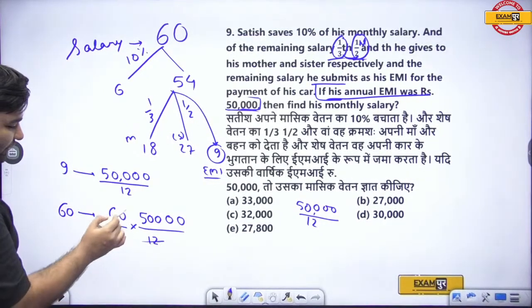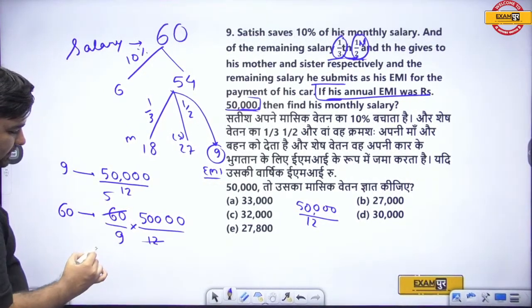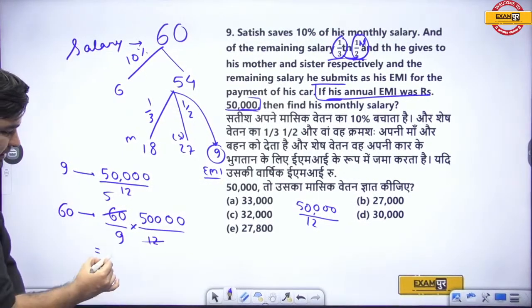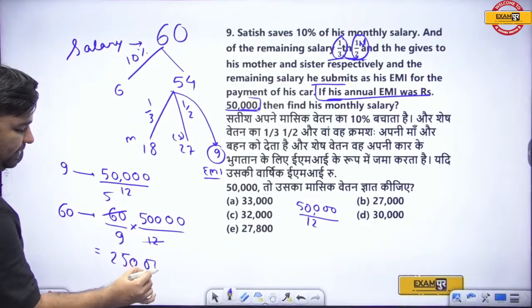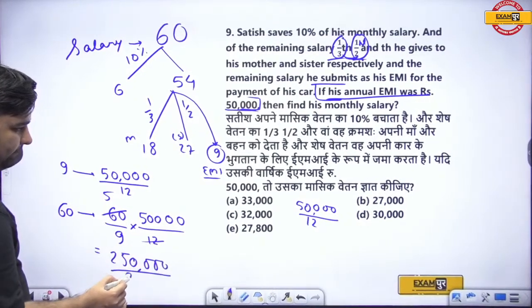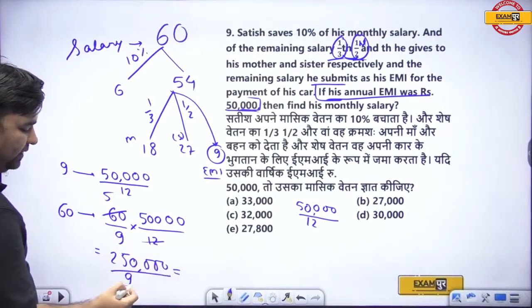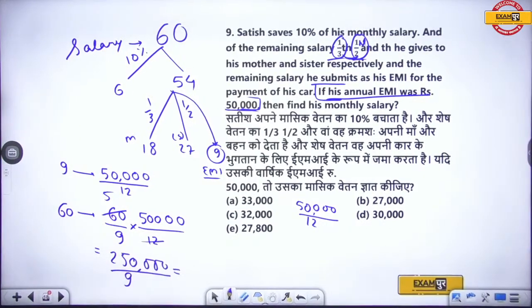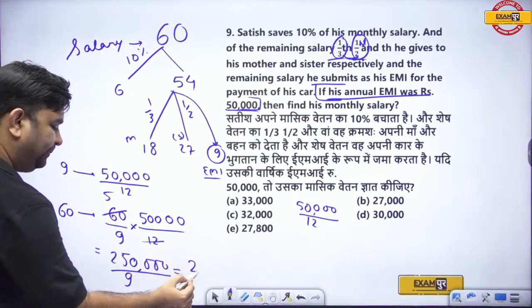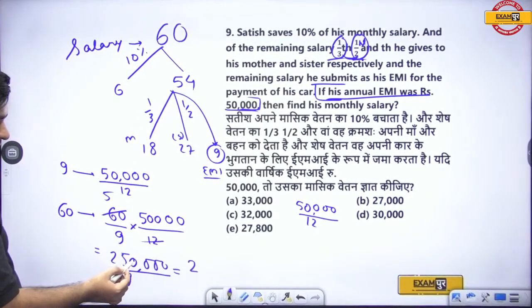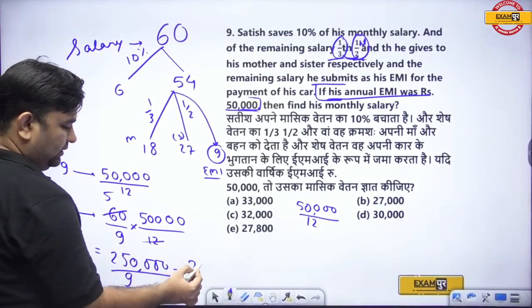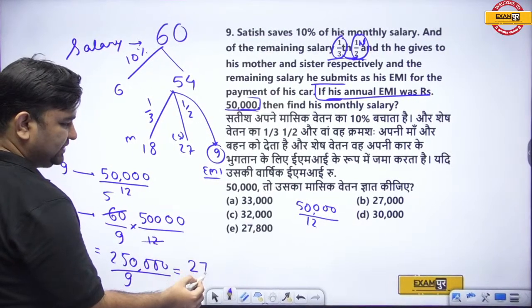so 12 5s are 60. 250,000 divided by 9. Please do simplify. 9 2s are 18. After 18, 70. 9 7s are 63.